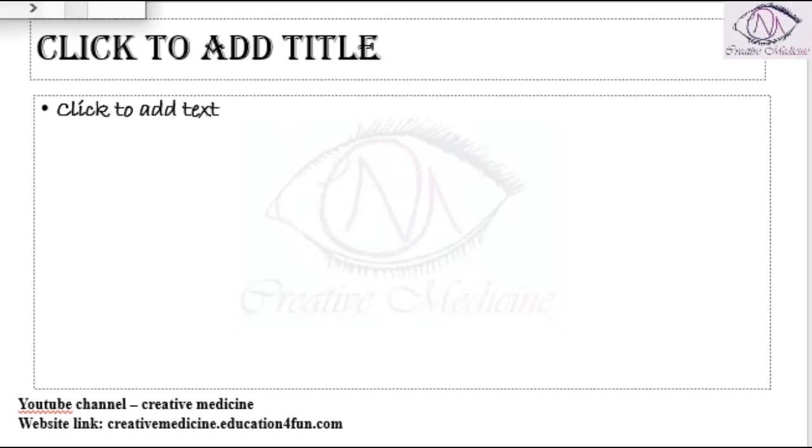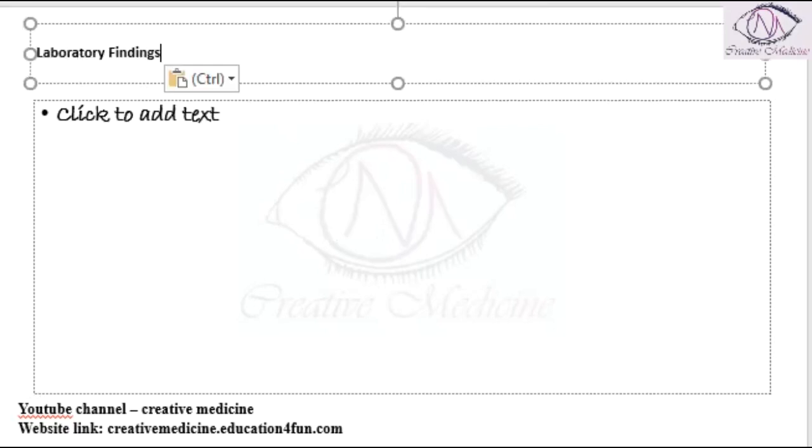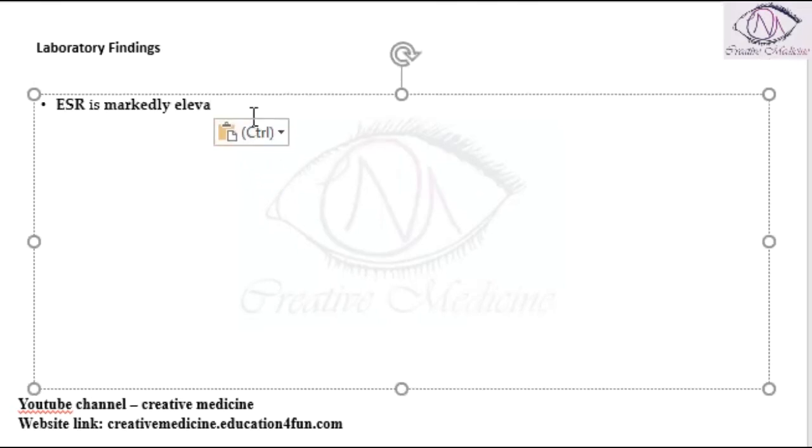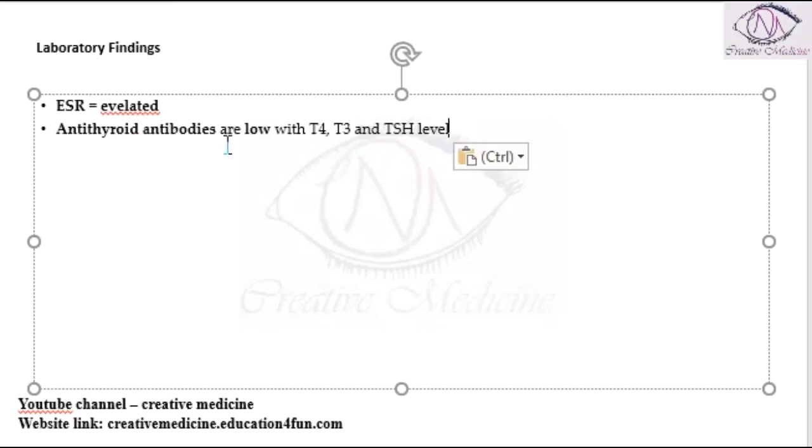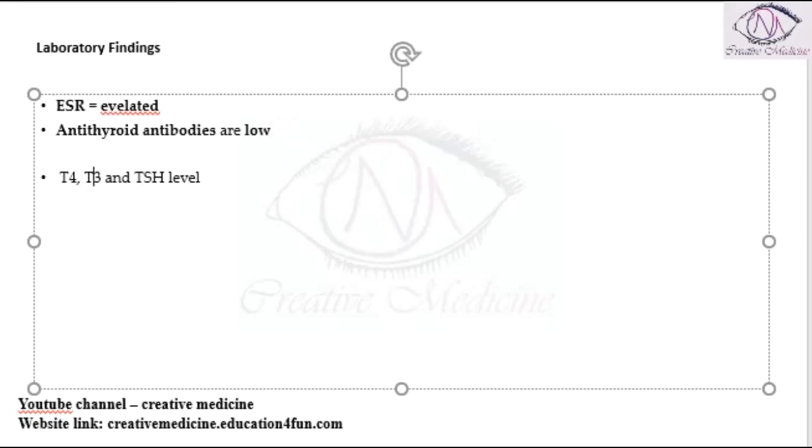Then if we see the laboratory findings, obviously the laboratory findings depend upon the stage. First and foremost, ESR is elevated in subacute thyroiditis. If you do a thyroid scan, you will see that thyroid antibodies are low, but T3, T4 and TSH mainly depend on the stage.